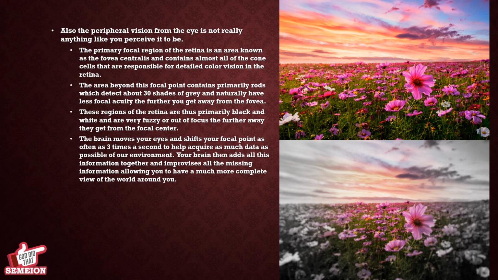The brain moves your eyes and shifts your focal point as often as 3 times a second to help acquire as much data as possible of our environment. Your brain then adds all this information together and improvises all the missing information, allowing you to have a much more complete view of the world around you.